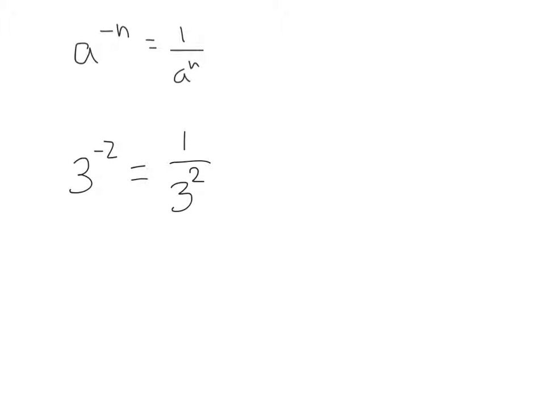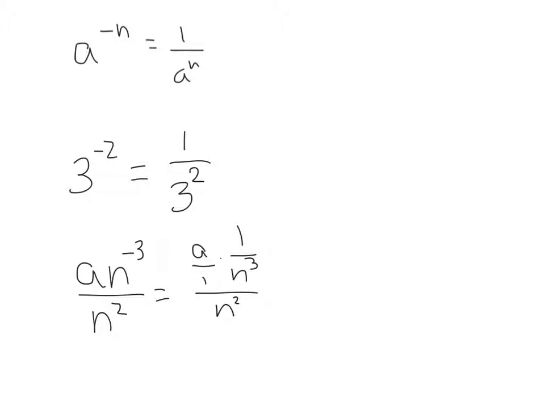So another example would be if you wanted to simplify a somewhat straightforward expression. Perhaps you had a to the negative 3 over n squared. You might look at this and say, oh, how do I simplify this? Well, you recognize that n to the negative 3, the formal way, can be replaced with 1 over n to the third. And of course, then you treat your a as a over 1, and you treat your n squared as n squared over 1.